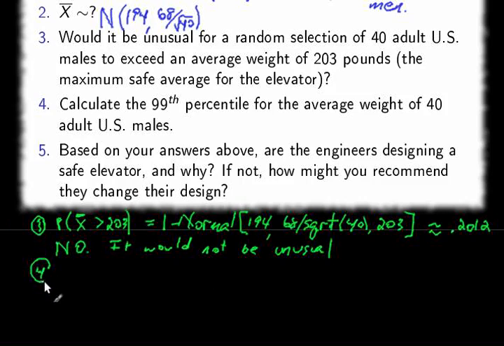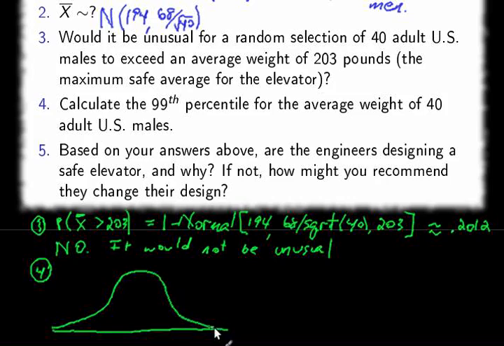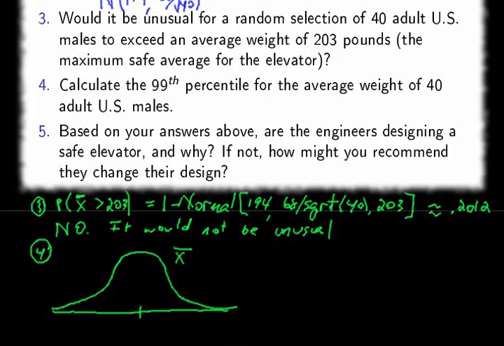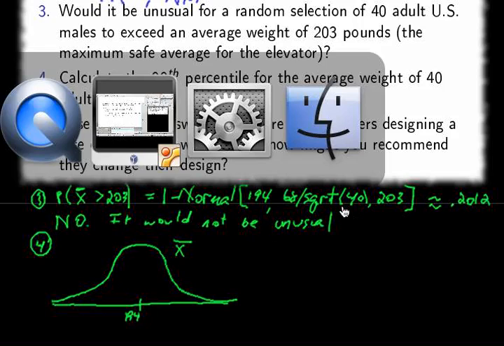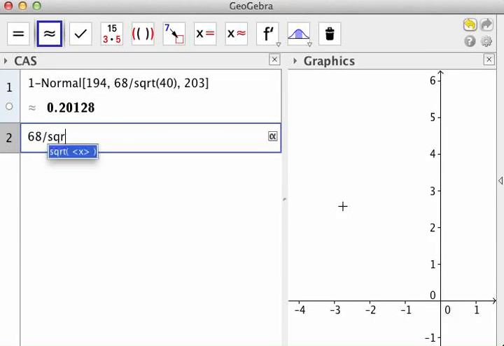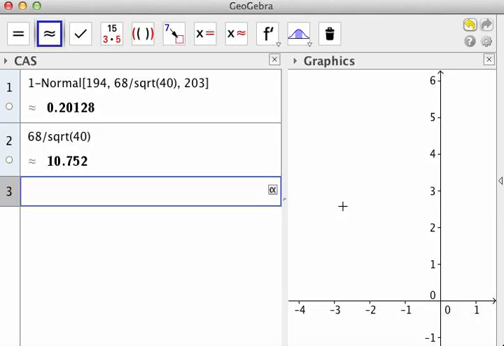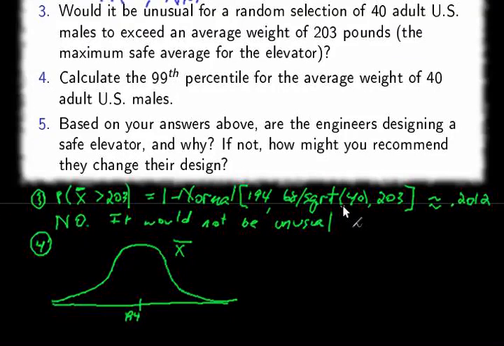Number 4. Calculate the 99th percentile for the average weight of 40 U.S. adult males. Okay, I'm going to use a picture to help here. What we're talking about is the 99th percentile. So the distribution of the averages has a mean of 194 with a standard deviation of 68 divided by the square root of 40. Let's find out what that is. 68 divided by the square root of 40 is approximately 10.75. So we'll just call it 11. It's good enough for our sketch.